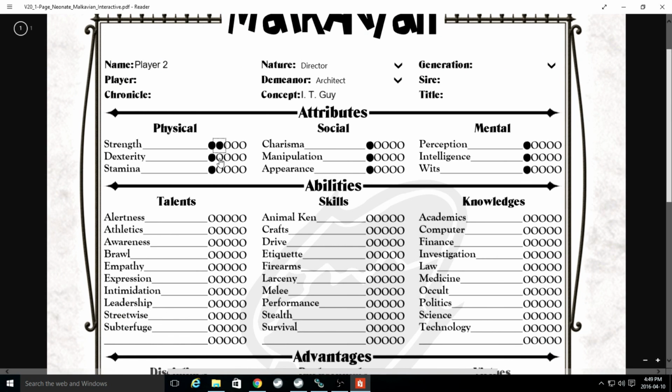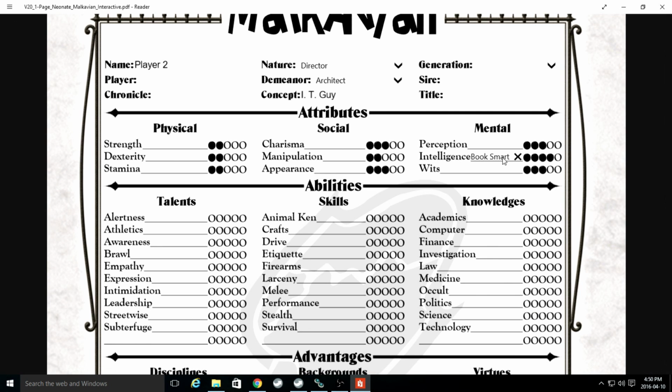We're gonna do strength, dexterity, and stamina: 1, 2, 3. Charisma, manipulation, and appearance, I should say. We'll give him an appearance of 3 and a charisma of 3. He's kind of a charismatic guy. And then perception, intelligence. He's a smart cookie, so he gets a 4 in intelligence with the book smart specialty.